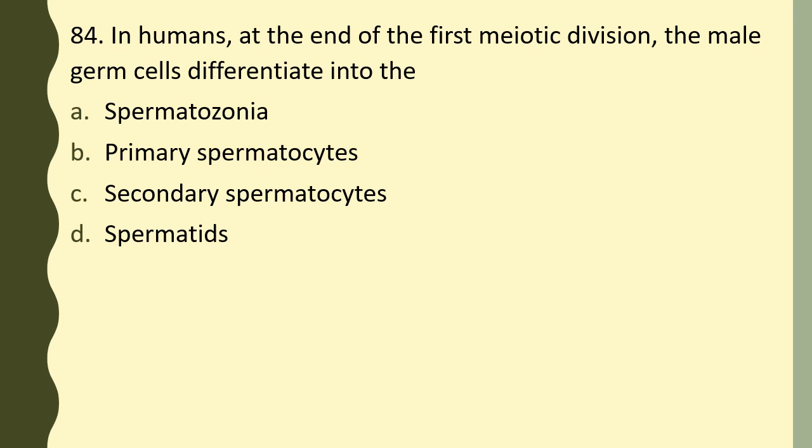Question number 84. In humans, at the end of first meiotic division, the male germ cells differentiate into spermatogonia, primary spermatocyte, secondary spermatocyte, or spermatids. After the first meiotic division, the male germ cell differentiates into. Correct answer is option C, that is secondary spermatocytes.